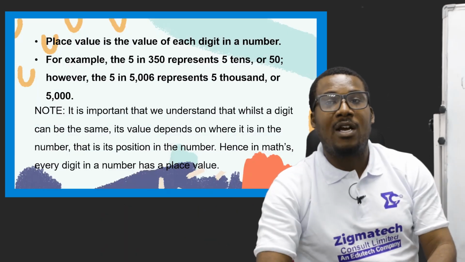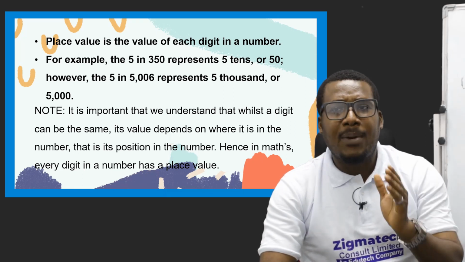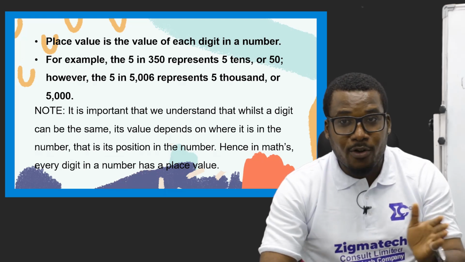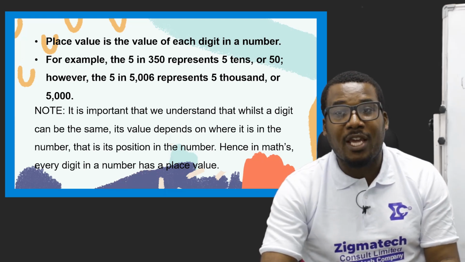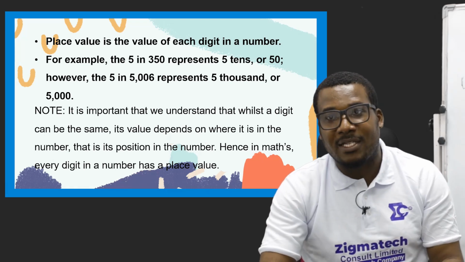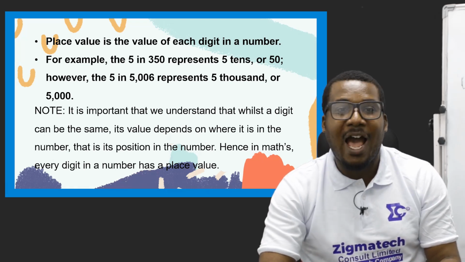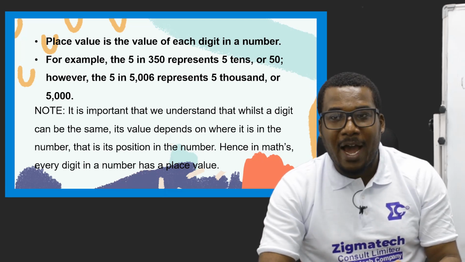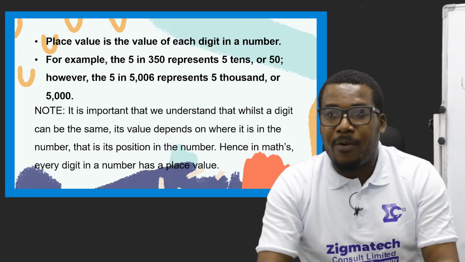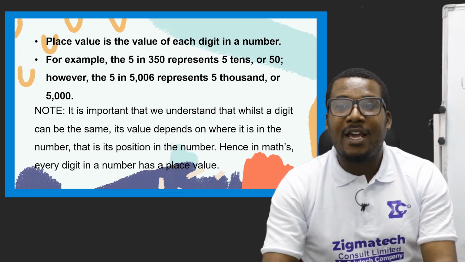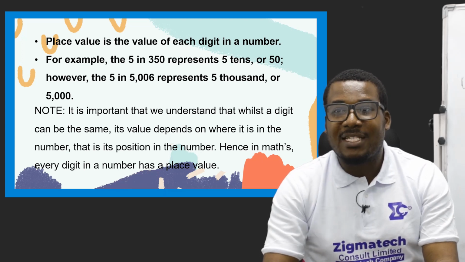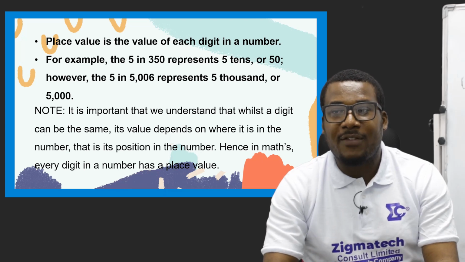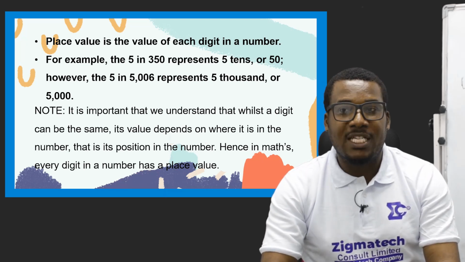Now we're going to talk about place value. What is place value? Place value is the value of each digit in a number. Every number has its own place in the sets of numbers that are given. Every digit has its own place. For example, 5. The 5 in 350 represents 5 tens, or you can call it 50.